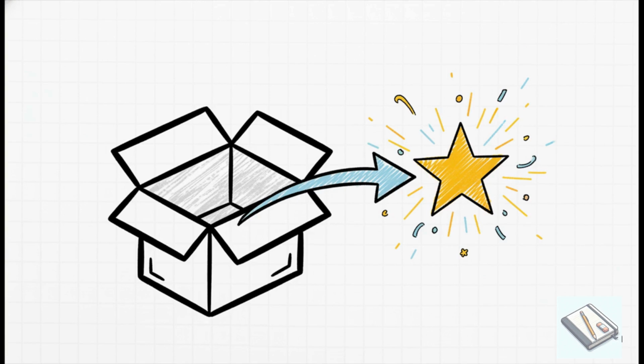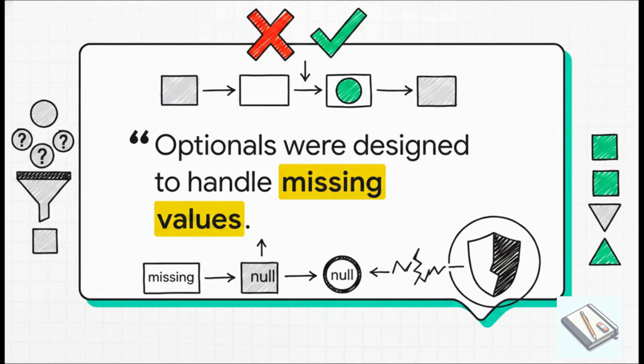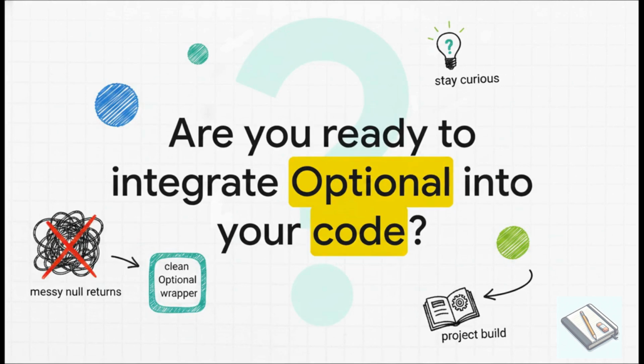Nailed it? Awesome. To bring this all together, remember this core insight. Optional provides a structured way to handle missing values and prevent null pointer exceptions. It isn't just syntax sugar, guys. It's a fundamental shift in writing robust, readable code that actually sleeps soundly at night without fearing unexpected crashes. So, are you ready to integrate Optional into your code? Go look at your old APIs and see where you can swap those messy null returns for a clean Optional wrapper.